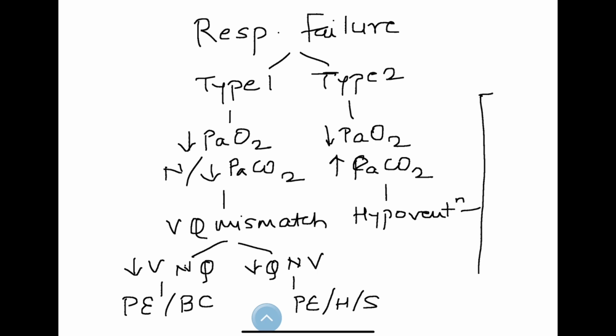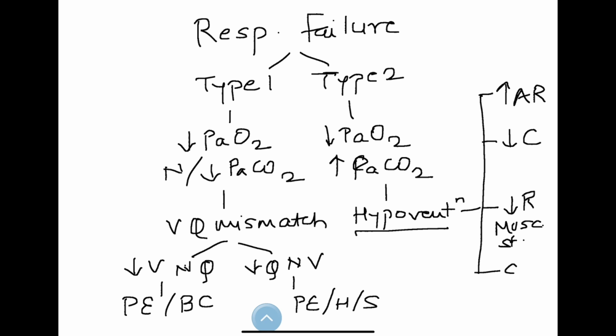The causes for type 2 respiratory failure are the causes of alveolar hypoventilation. So these can either be because of increased airway resistance, such as COPD, or reduced lung or chest wall compliance like pneumonia, rib fracture, obesity, or decreased respiratory muscle strength like GBS or motor neuron disease, or CNS depression caused due to drugs such as opiates.